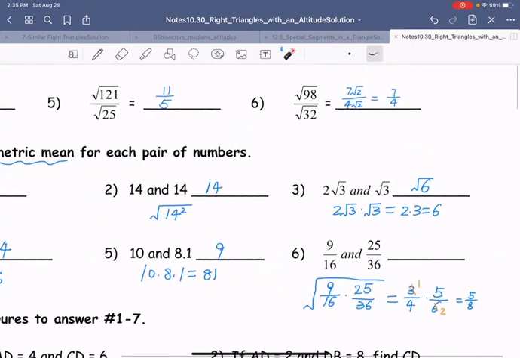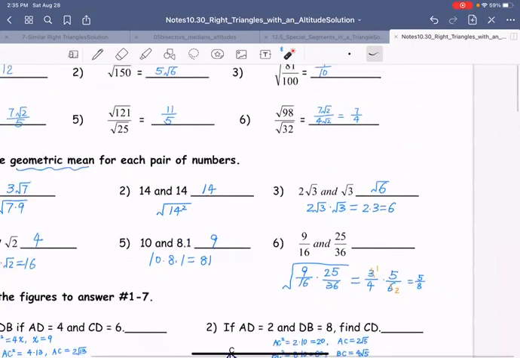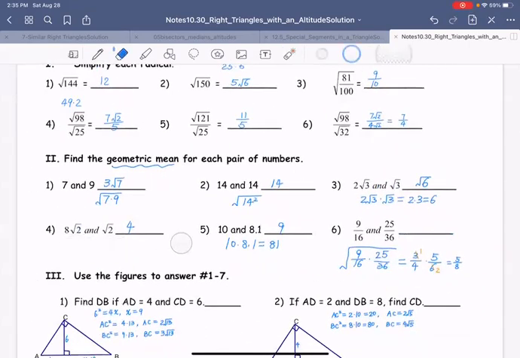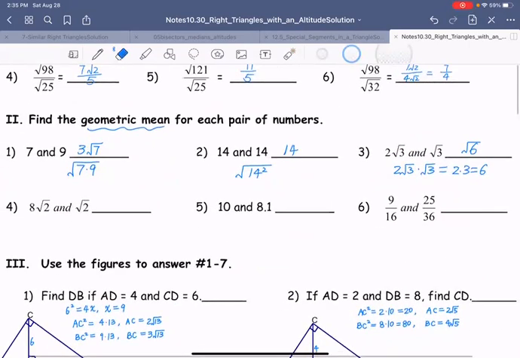For number 3, they ask you for the geometric mean. So you do their product, 2 times 3, which is 6, and then the square root. That is the square root of 6. Okay. Now I'm going to ask Debbie to do the next 3 questions. Debbie, go ahead.